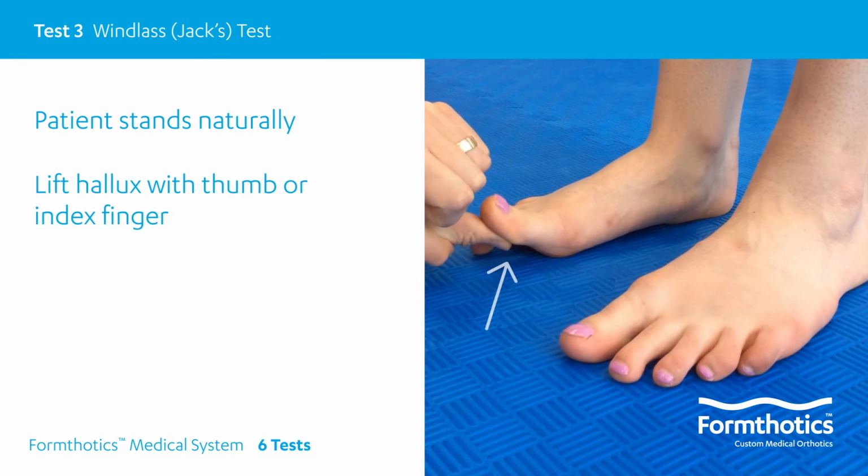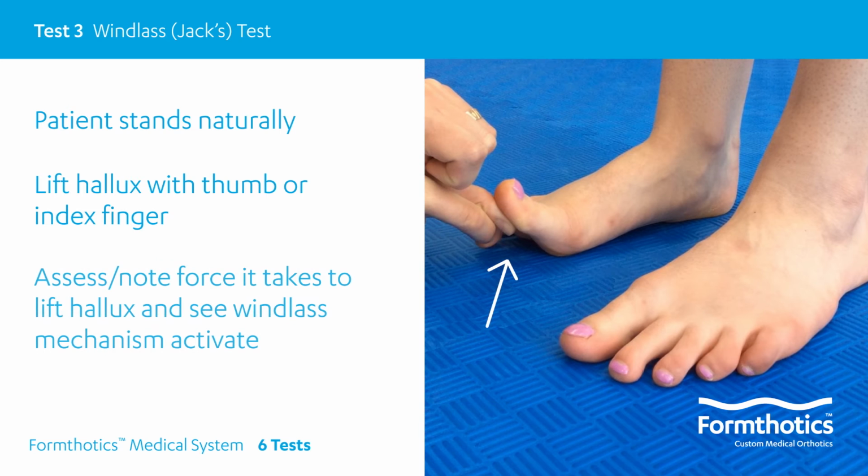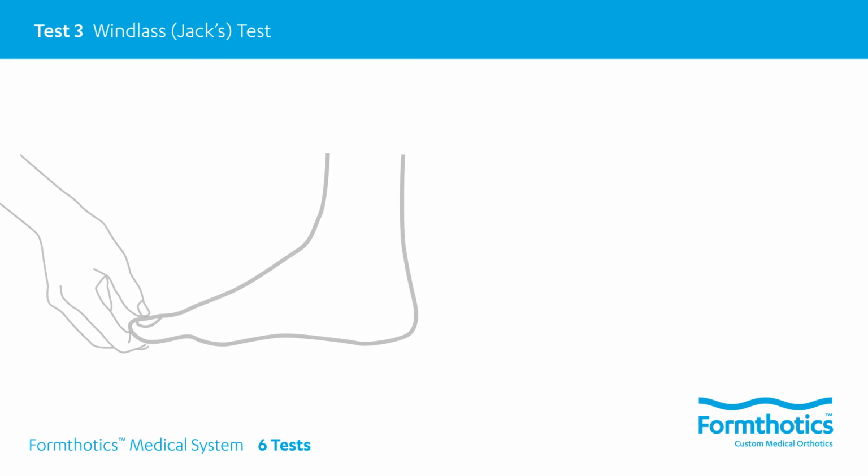Lift the patient's hallux with your thumb or index finger. Ensure you have a good position, as you may need to apply significant pressure. Assess and note the force it takes for you to lift the hallux and see the windlass mechanism activate.